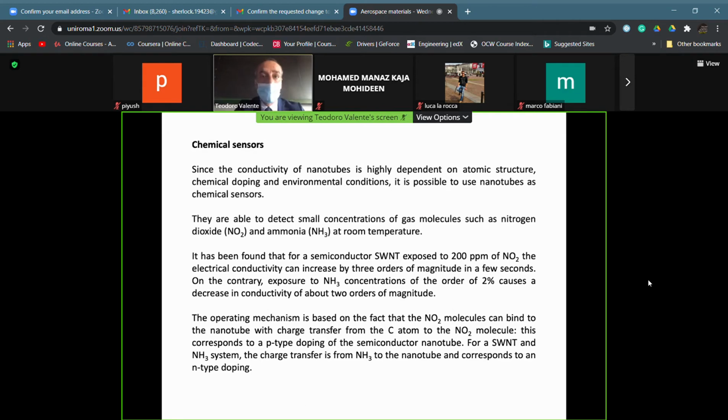And so, let me say, if we can measure this variation in conductivity, which is huge, so it can be measured, we can correlate it to the concentration of the chemical agent, in these cases nitrogen dioxide and ammonia.